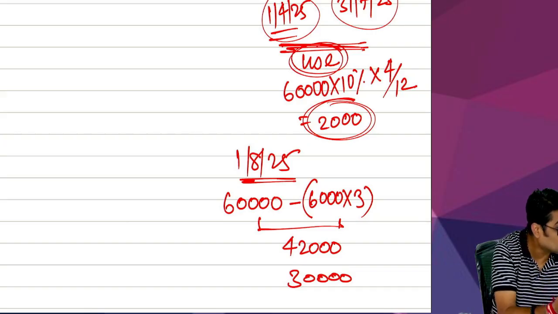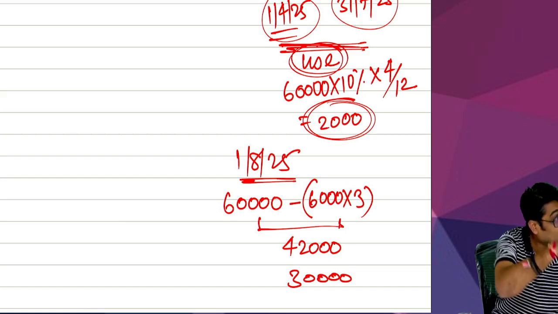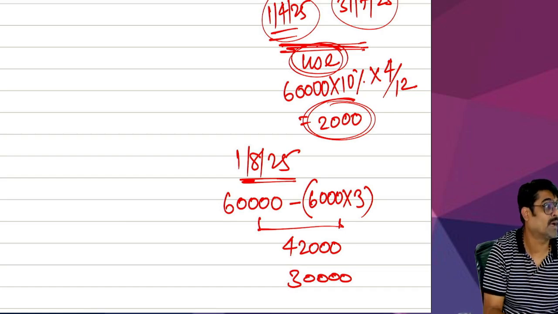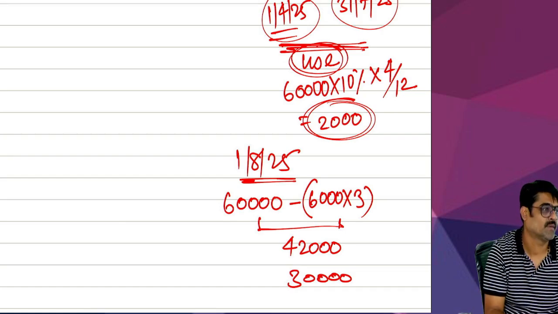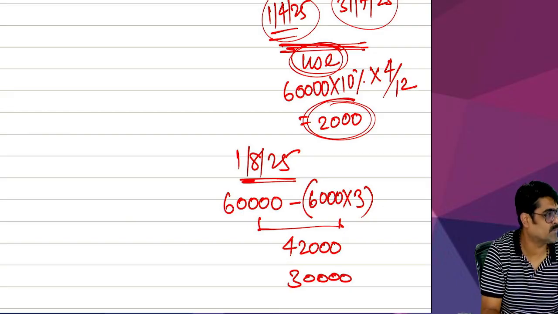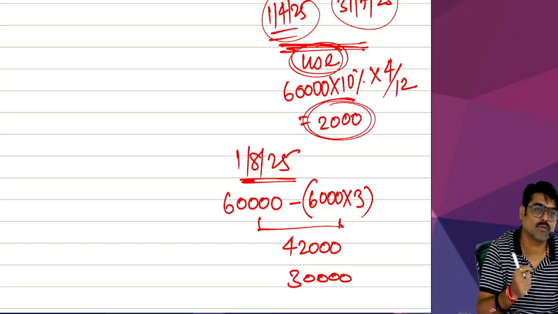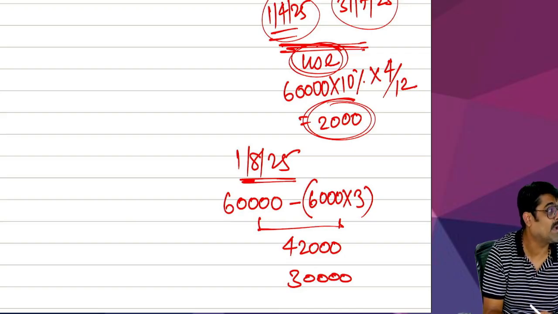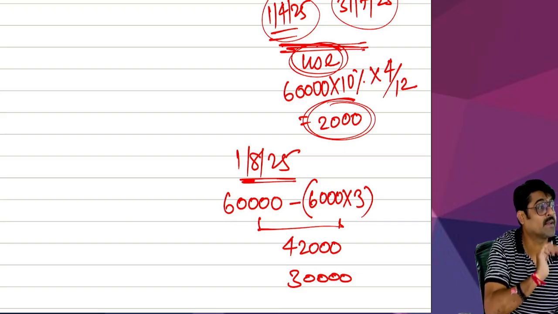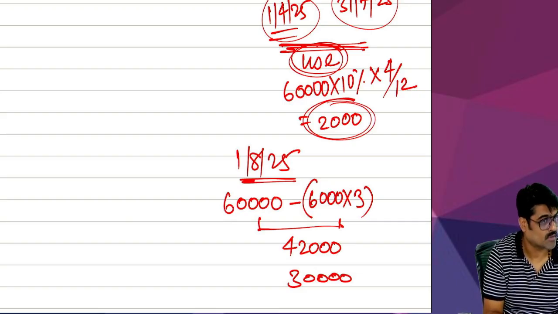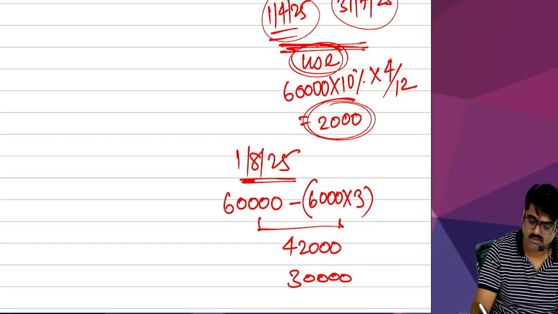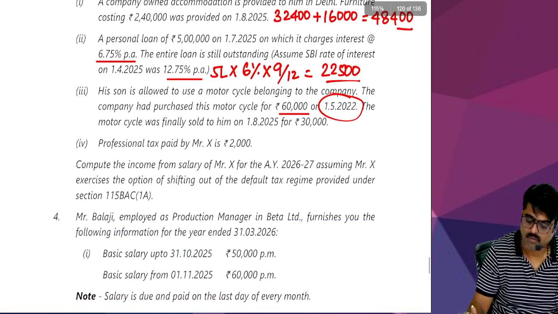Number 1, use of that motorcycle, and that same motorcycle in this year is sold to you at a concessional price. Expect these types of adjustments in the exams. Understanding or not? So how much is the benefit by using that motorcycle? 2,000. And how much is the benefit by transferring that motorcycle? 12,000. Understanding or not? How will you present this answer? Same way, I will tell you.